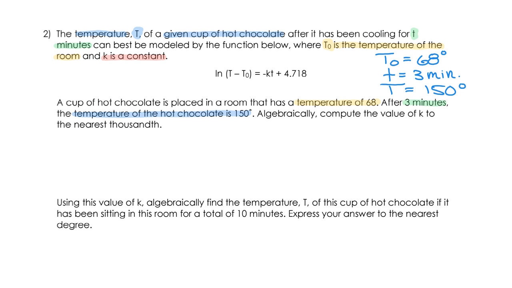Okay. And then they say algebraically compute the value of K. So that's what we're finding. So we can write K equals question mark, to the nearest thousandth. And there's our rounding directions.